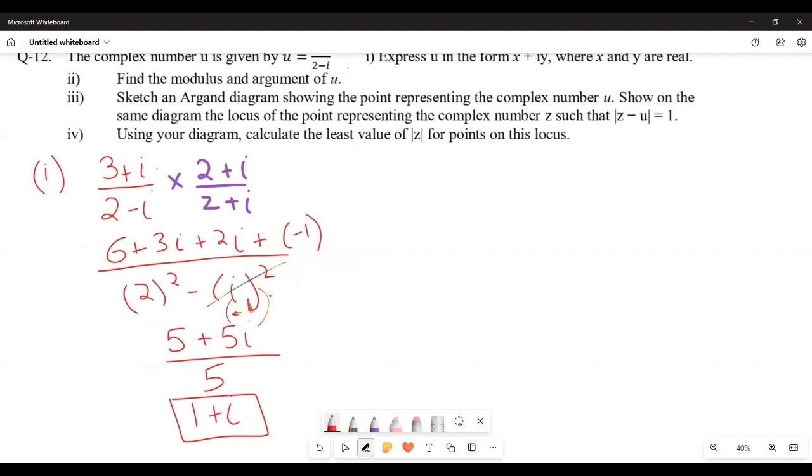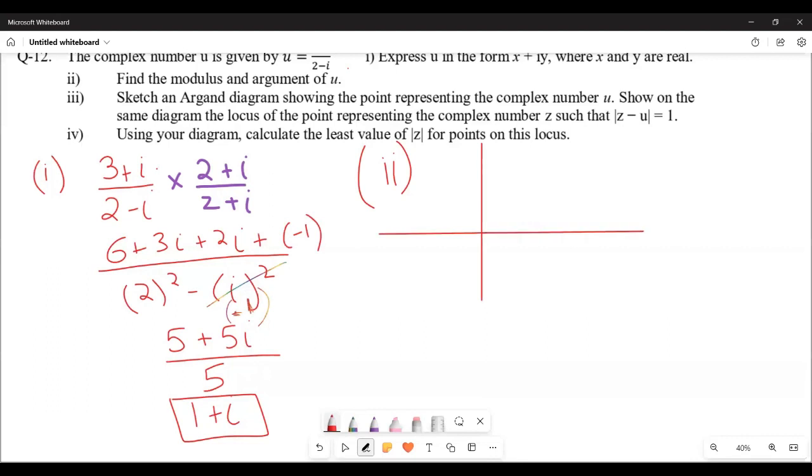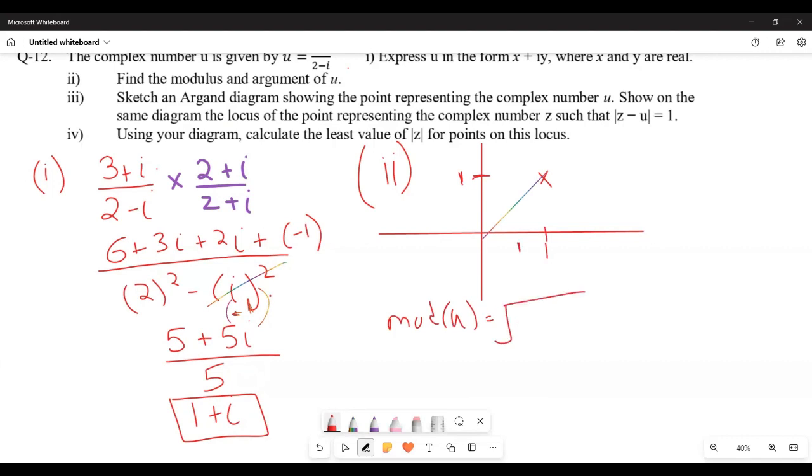Okay, that's part 1. Part 2 says find the modulus and argument of U. I hope you now remember what is a modulus, what is an argument. Not that you have to make this figure, but I'm just going to show it to you. Modulus is this length. So that's why we apply Pythagoras theorem when we're finding the modulus. So modulus of U is going to be square root 1 square plus 1 square, which is under root 2.